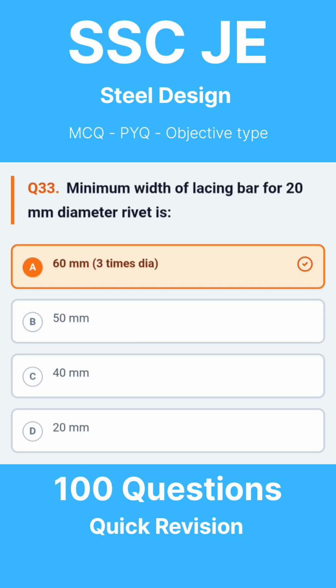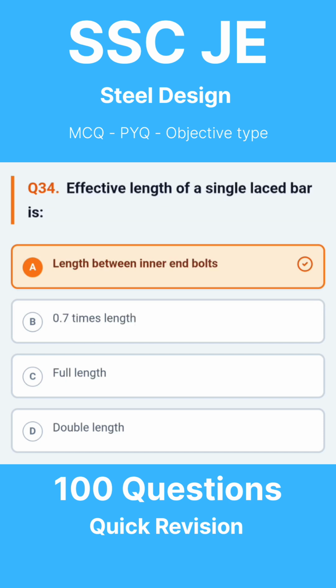Question 33. Minimum width of lacing bar for 20 mm diameter rivet is. The correct answer is 60 mm, 3 times diameter. Question 34. Effective length of a single laced bar is. The correct answer is length between inner end bolts. Question 35. Effective length of a double laced bar is. The correct answer is 0.7 times length between inner end bolts.